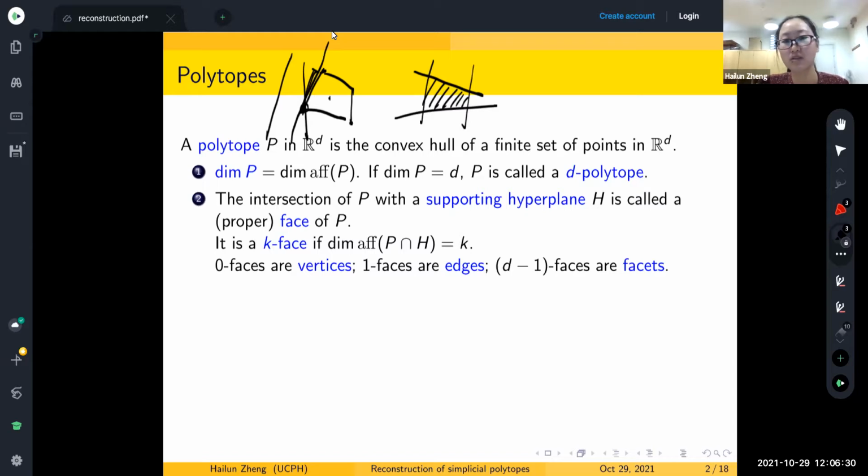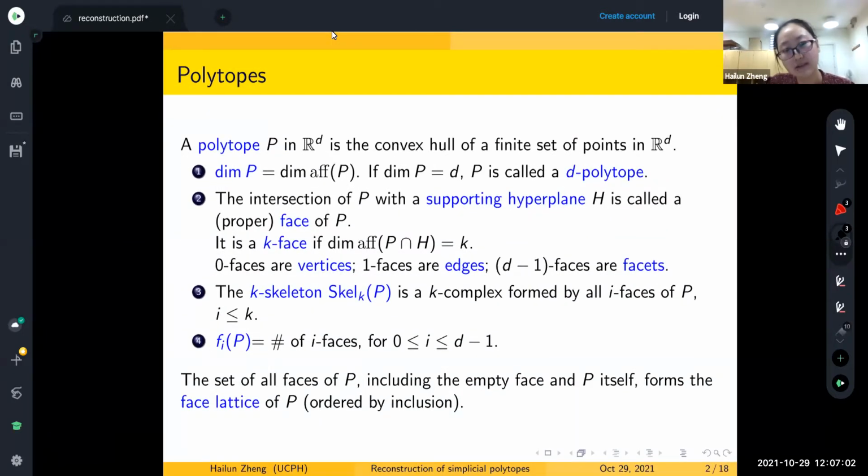Again, we can define the dimension of the faces. If the intersection consists of a single point, then of course this is a vertex of the polytope. If the intersection is one-dimensional, so it's a line segment, we call it an edge. And in dimension 3, we have another example, which is the tetrahedron. The two-dimensional faces there are called the facets.